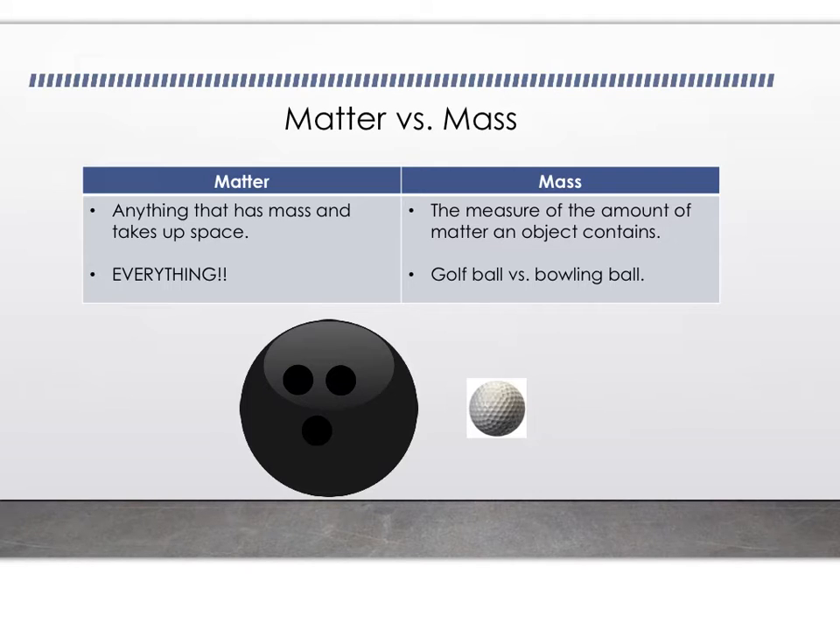Different objects can contain different amounts of matter based on physical appearances and differences, such as a golf ball versus a bowling ball. Which one do you think would have more mass? Well, I would think, and I know, a bowling ball has more mass because it takes up more space as compared to a golf ball. A golf ball takes up less space, hence it has less mass.